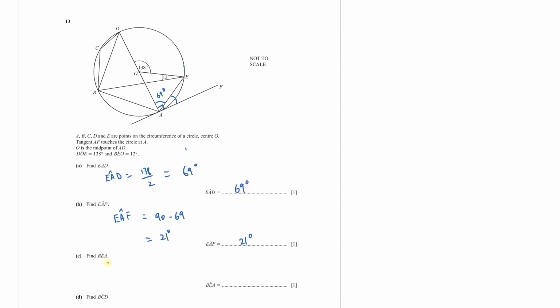The next part is find angle BEA. BEA is this angle, so let me mark this in green. So BEA is this angle, right? Now what I can do is I can use this triangle and triangle AOE.